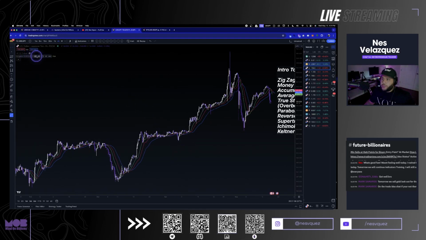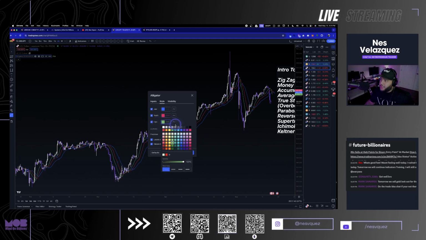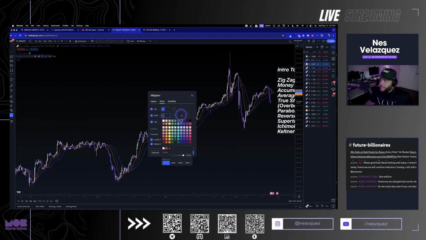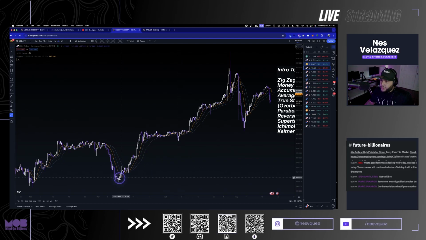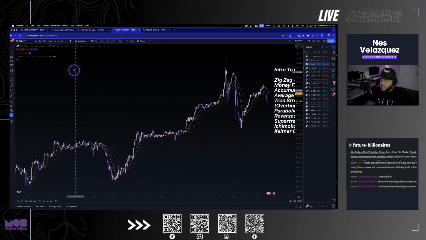So let me show you how it looks when I just change the colors a bit. I just keep the lips on here. I'll make it gold to be my signal. The teeth, I'll make it gray. I don't really need to make it any other color. I could just keep it real simple and use this as my signal. See? Very simple, guys. We do not have to make this complicated.